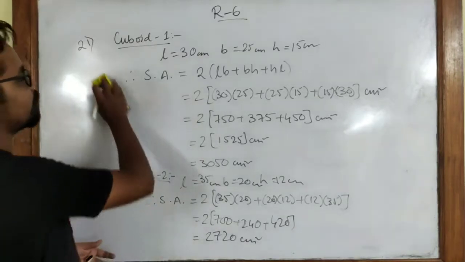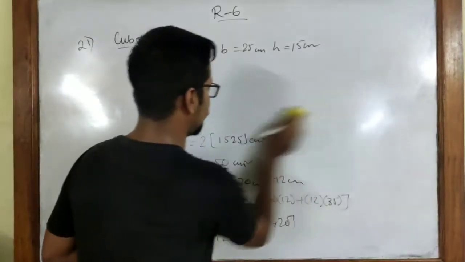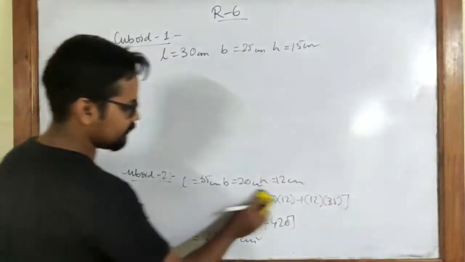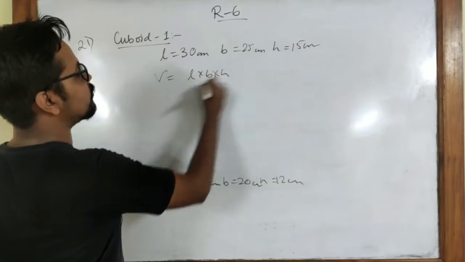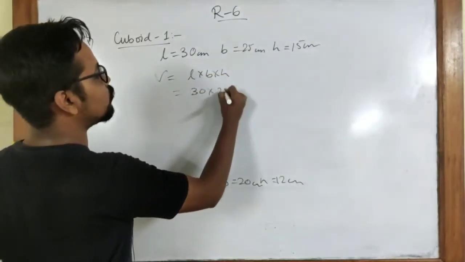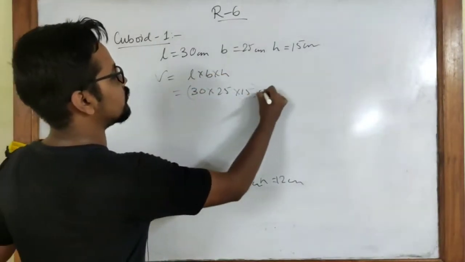Now let's find the volume. This is how you solve the surface area. So what will be the volume? Volume will be length into breadth into height. So you have to multiply everything. 30 into 25 into 15 centimeter cube.